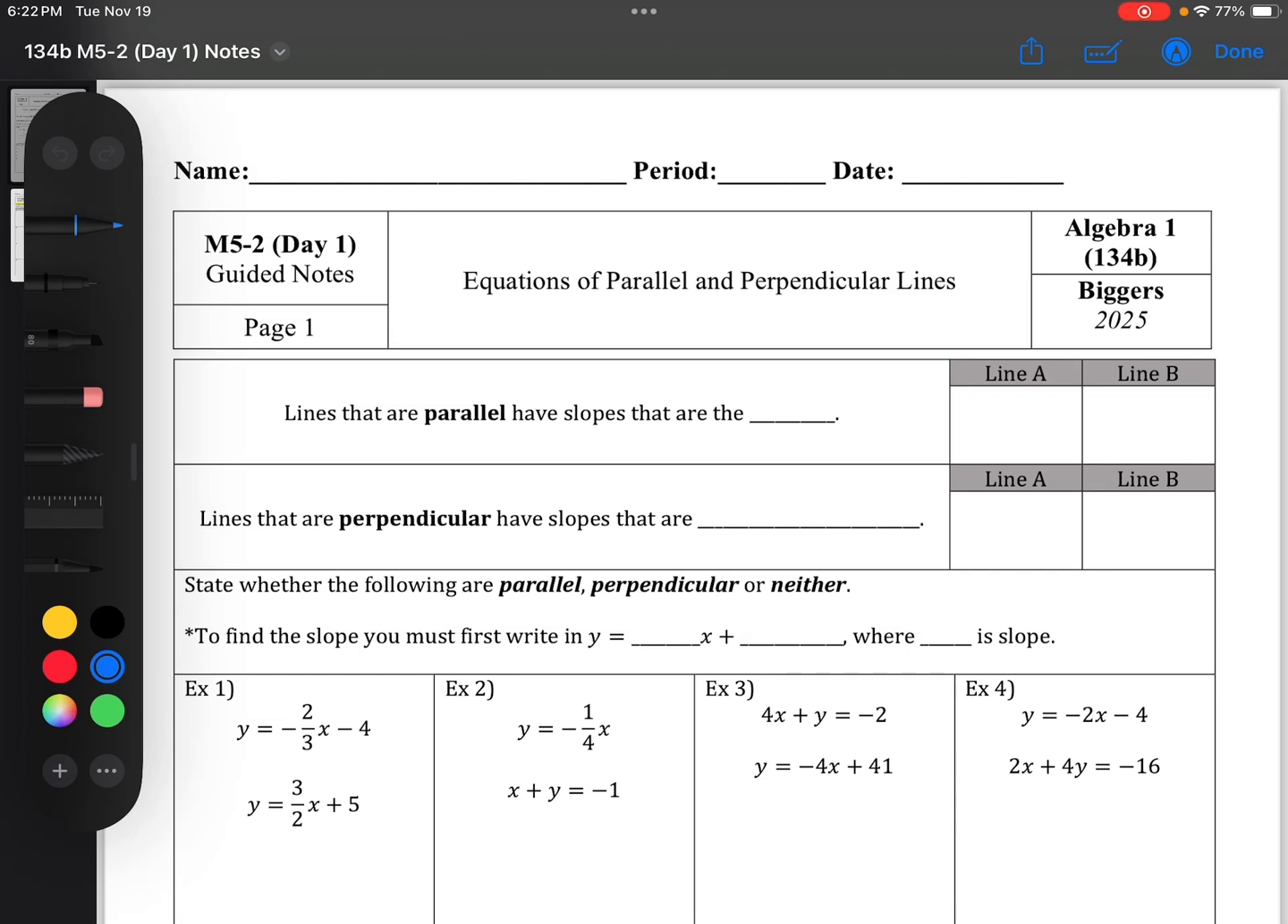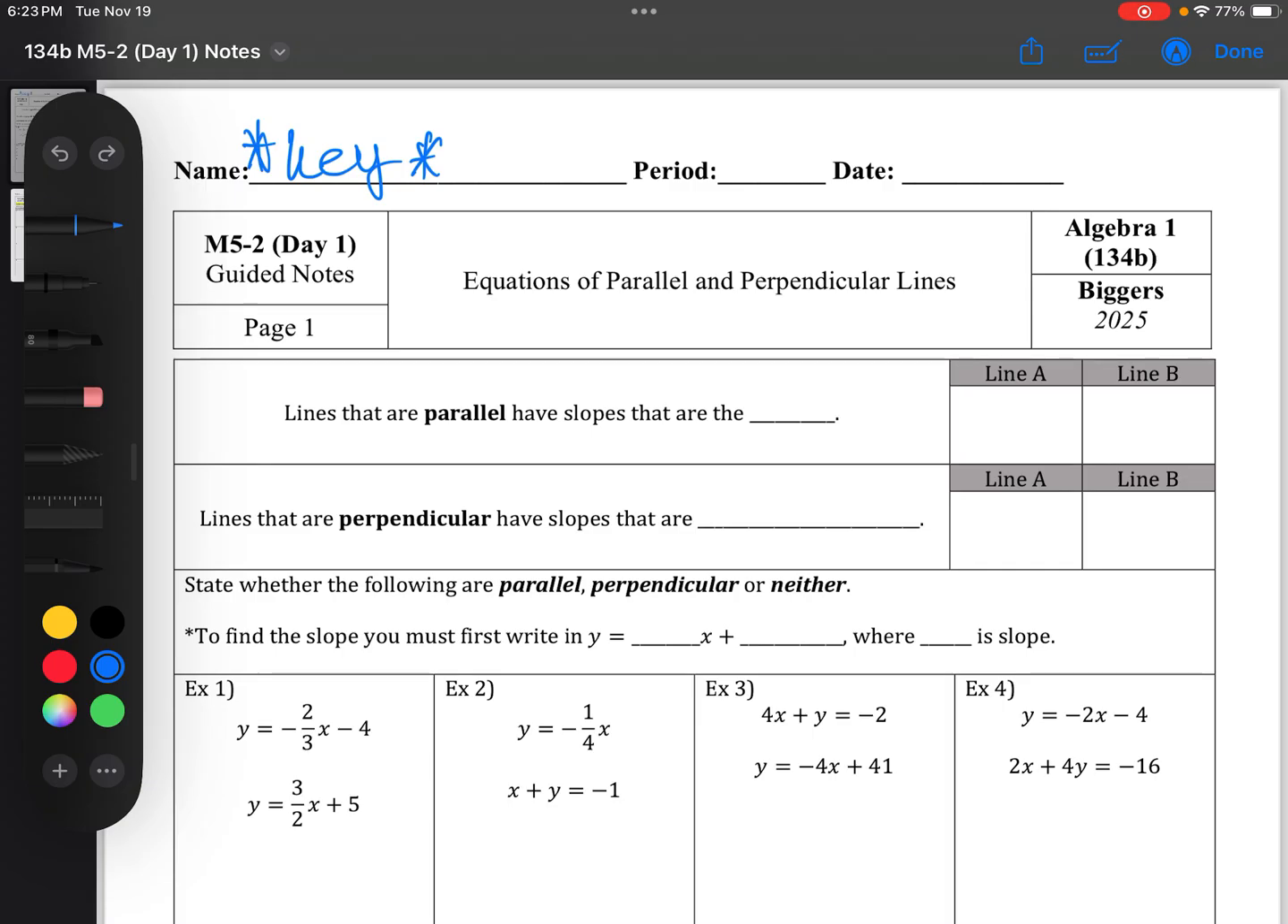Hi there, Mr. Biggers here, and today we're jumping into Module 5, Lesson 2. This is the first day of a two-day note activity and a note assignment, okay? So today we're going to learn about equations of both parallel lines and perpendicular lines.